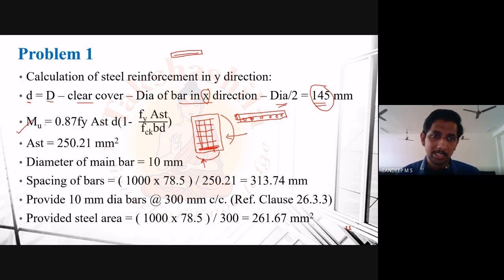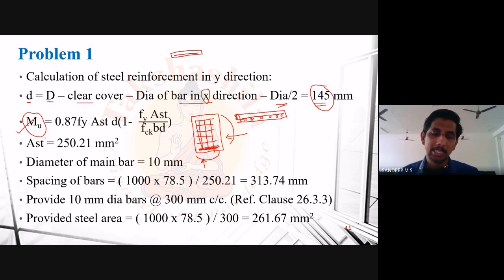So use the same relation, and here what we have to substitute is the value of My. That is a major difference. When you design the reinforcement in the y direction, in this equation, for Mu you have to substitute the value of My. In the previous case, when you designed steel reinforcement in the x direction, in the same equation, instead of Mu you substituted Mx, but here you have to substitute My. That is the only difference.